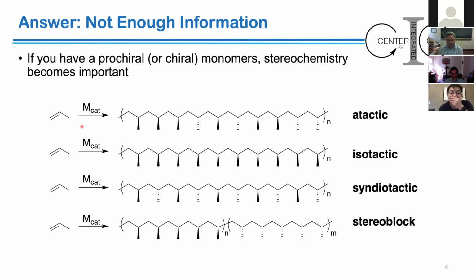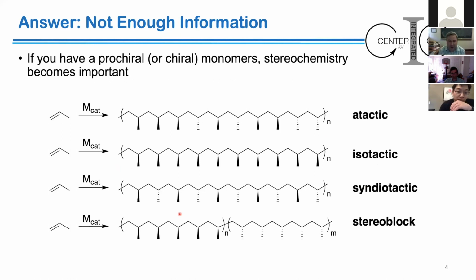And so here you can have a catalyst that maybe gives you random incorporation of propylene with the methyl group coming out of the board versus going into the board, which is called atactic polymer. You can have a catalyst that controls polymerization of propylene to give you everything coming out of the board, which is isotactic polymer. You could have one that alternates back and forth, which is called syndiotactic polymer. And then there's also the possibility that you can have large blocks of one and then it changes to the other. And that's called a stereoblock copolymer.